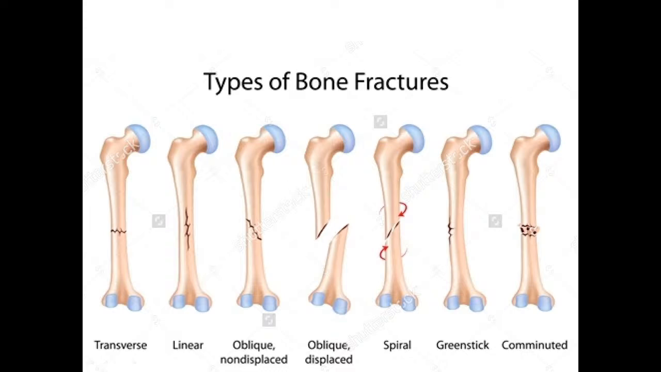Now in this slide you can see the types which I talked about: transverse line, longitudinal line, linear, oblique non-displaced, oblique displaced, spiral line, green stick, and comminuted, where the bone has a lot of fragments.